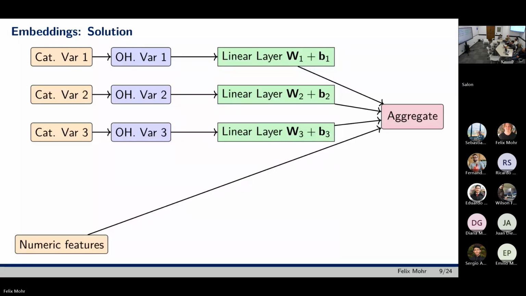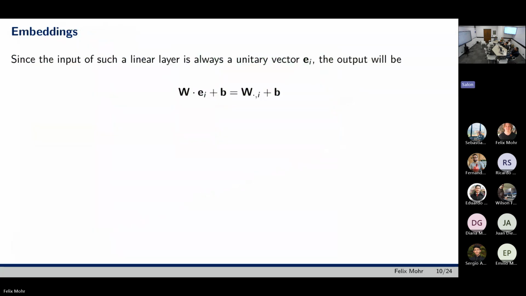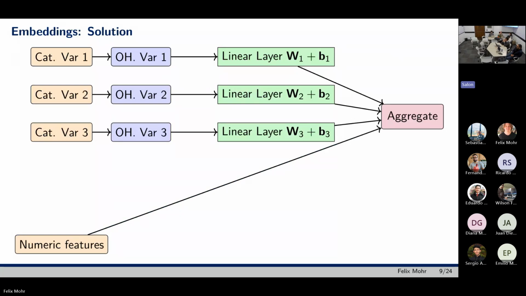Now, what I want to do is that we look a bit at these linear layers, because actually we could do this, but if we talk really about having linear layers only for encoding these types of variables, we should do something a bit smarter than this. So let's look at what happens here.